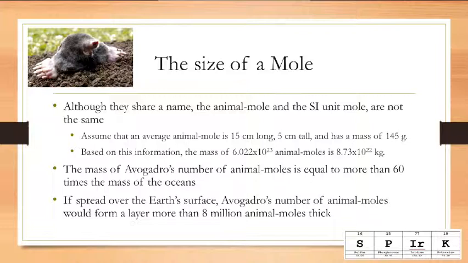If spread over the Earth's surface, Avogadro's number of animal moles would form a layer more than 8 million animal moles thick. So this is a huge number, and when we think about it on the scale of things that are normal size, like a mole, it's an incredible volume. But when we think about it compared to atoms or molecules, it's much, much smaller.